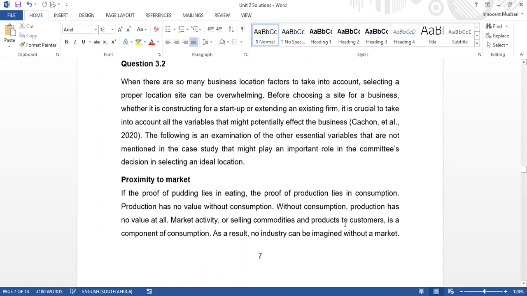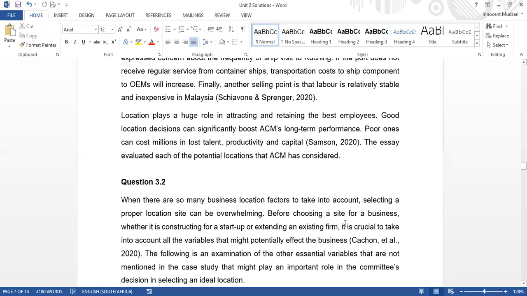Okay, and then we go to 3.2. 3.2 says, given your extensive knowledge in operations management, examine the other essential variables that are not mentioned in the case study that might play an important role in the committee's decision in selecting an ideal location. So location decisions are covered in unit 2. That's why you are seeing this question. So 50 marks. So you need to write points that have not been mentioned in the case study.